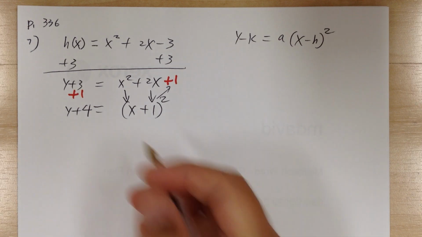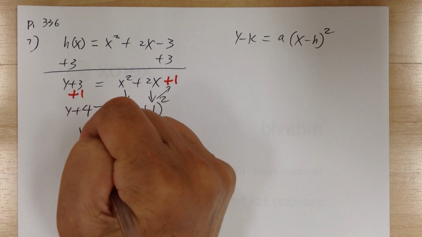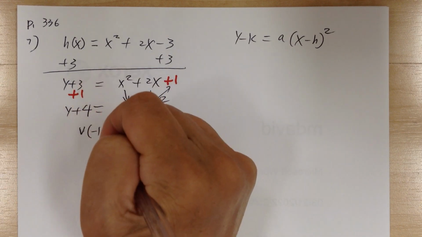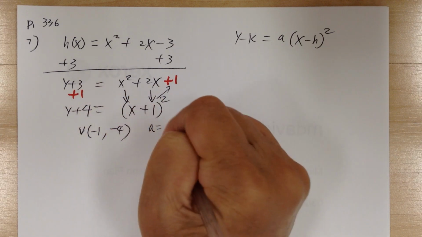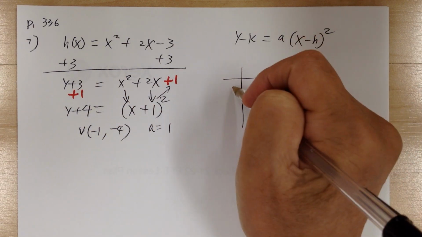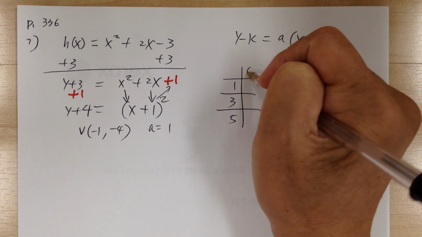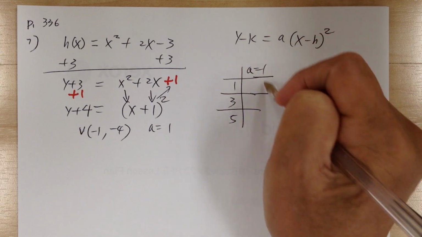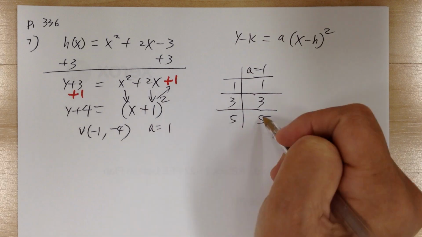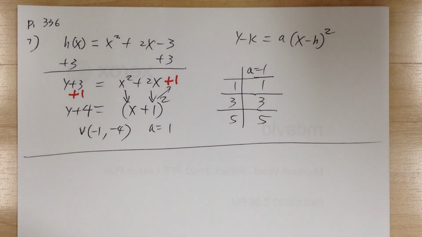Okay, so now your vertex is going to be negative 1, negative 4, and a equal to 1. So again, you do your 1, 3, 5, and a equal to 1, so everything will stay the same. Okay, so let's go and graph.